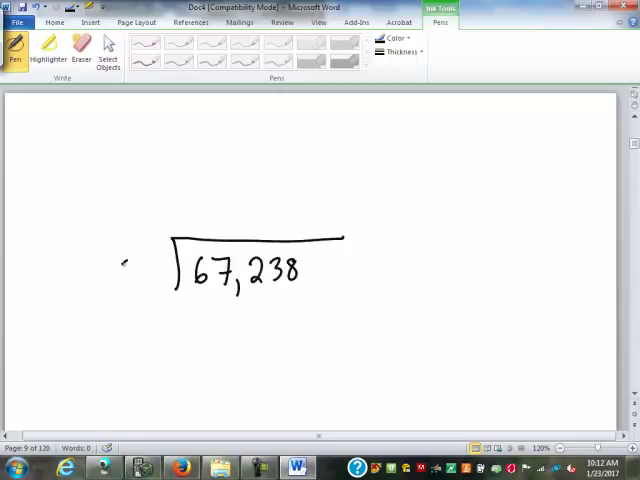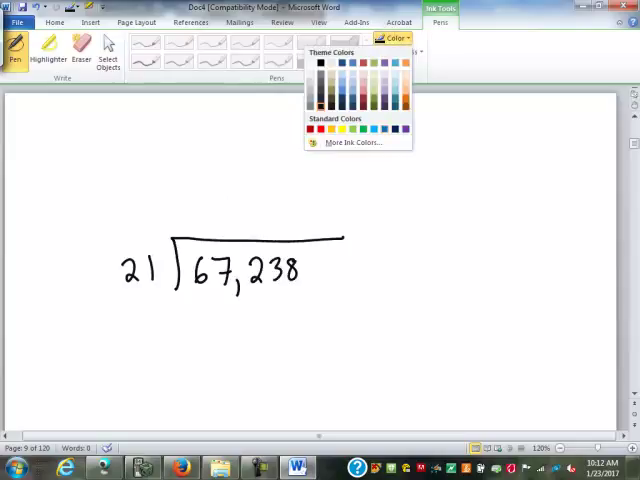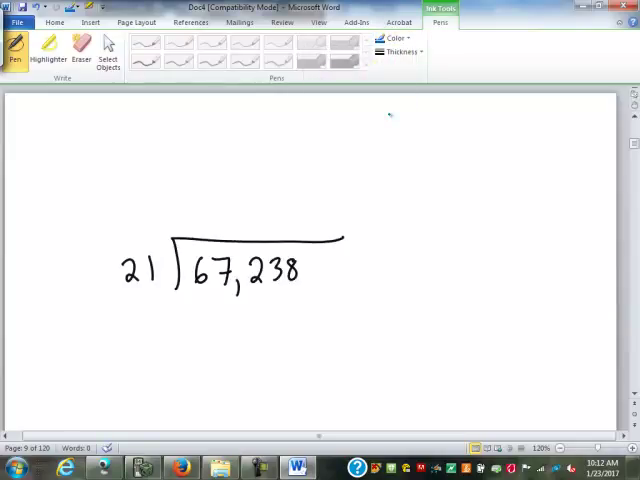$67,238 divided by 21. Most of you have been taught to do long division, but I'd be willing to bet that none of you have ever been shown real long division. What is long division? Why does it work the way it does? And where does it come from?